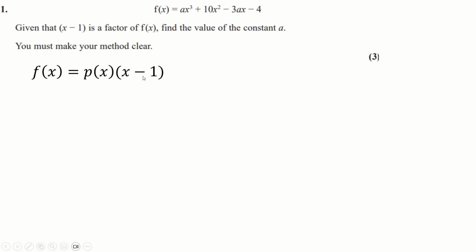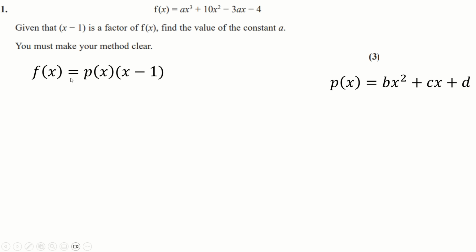What we're going to do is set f of x, which is this, equal to some function p of x times (x minus 1). This is what it means to be a factor. Of course, it's just this times some other thing. So that's cool. Now, p of x needs to be a quadratic, which I'll call this, because, of course, a quadratic times a linear thing makes a cubic.